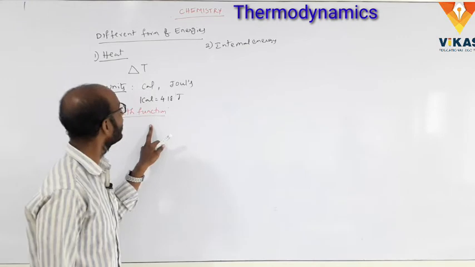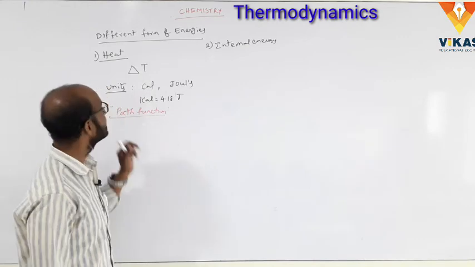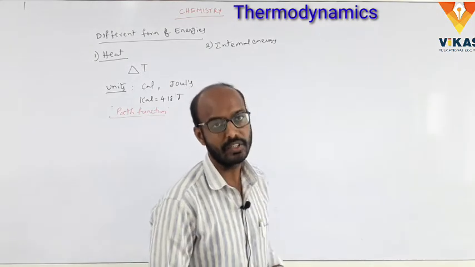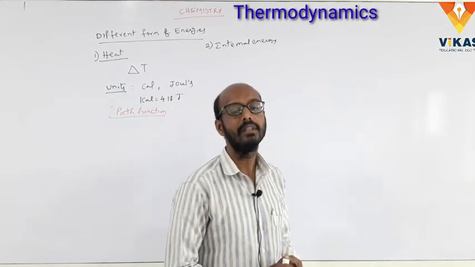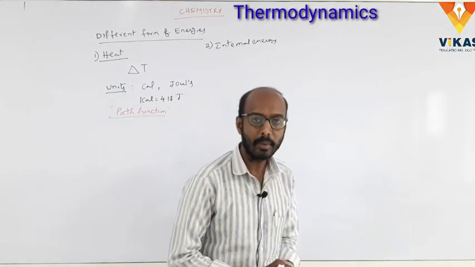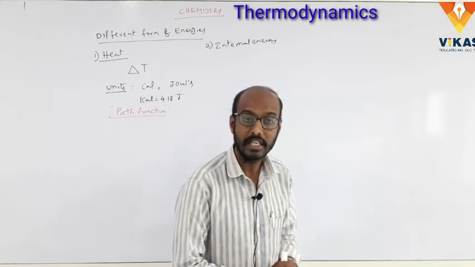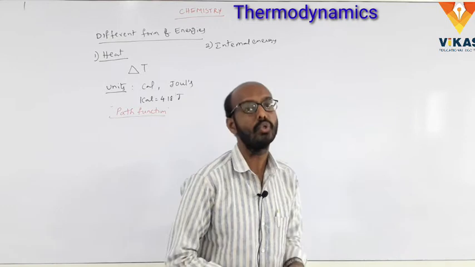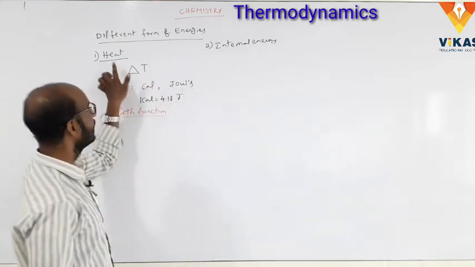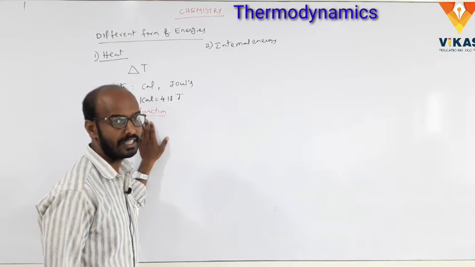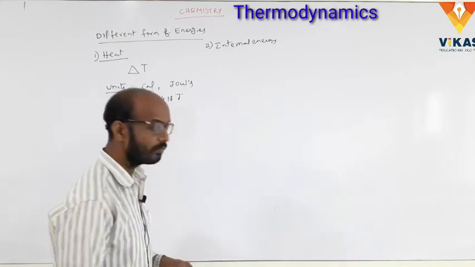From an objective point of view, if you get a question, is heat a path or state function, it is a path function. Why is it called a path function? It does not depend upon the initial and final state of the system. It depends upon the path. So it is a path function. Clear?